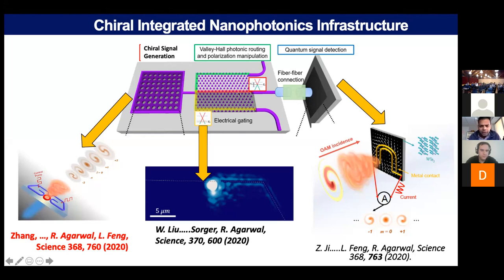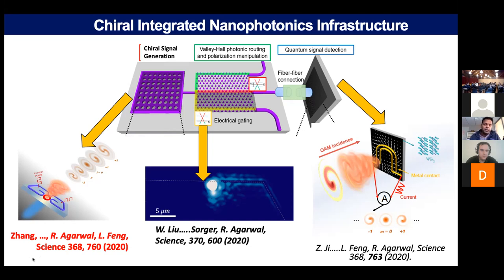So the question is, can this be useful for quantum computation? Great. The answer is exactly, this is what we are trying. It's a great question. In bulk optics, people have endowed single photons with different orbital angular momentum modes and also spin.